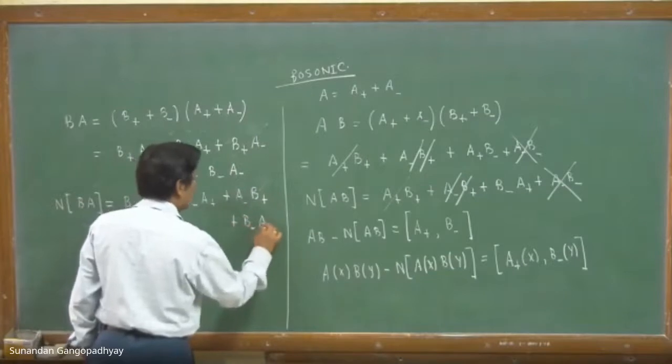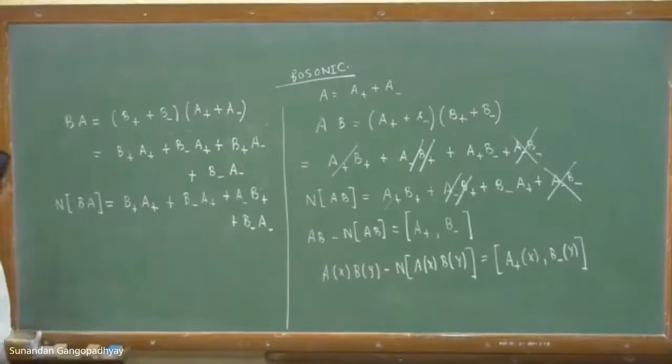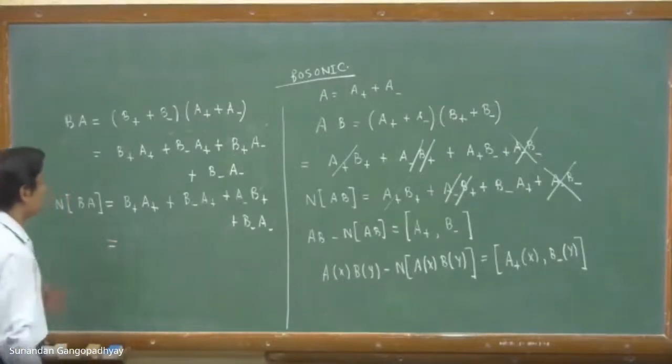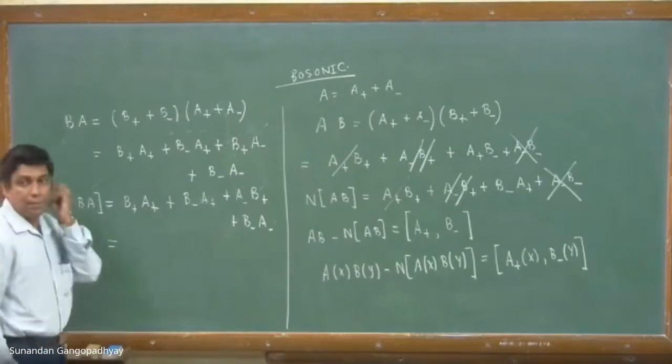And from here, you can also see that since A plus and B plus commute with each other, or the operators A and B commute with each other, you can put it over here.